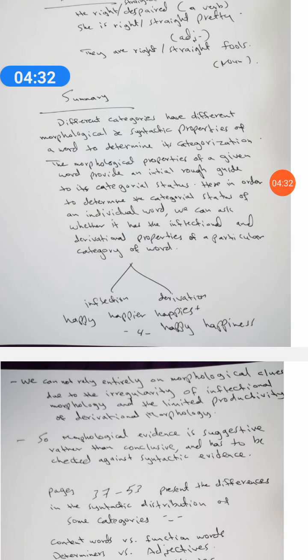Then we can conclude now that we cannot entirely depend on the morphological clues due to the problems that you have referred to, and that is, the morphological evidence is suggestive rather than conclusive, and it has to be checked against syntactic evidence.